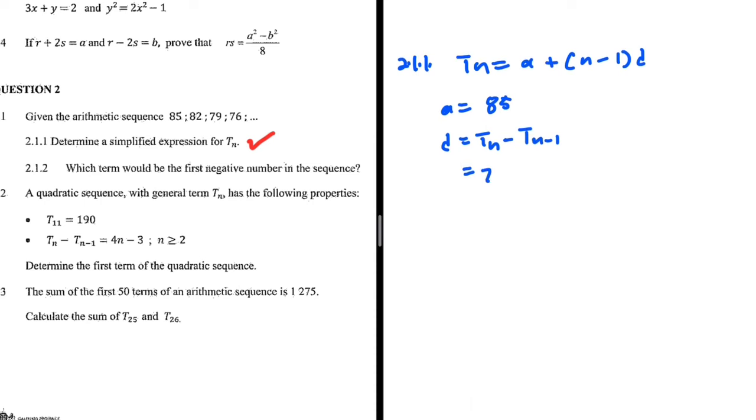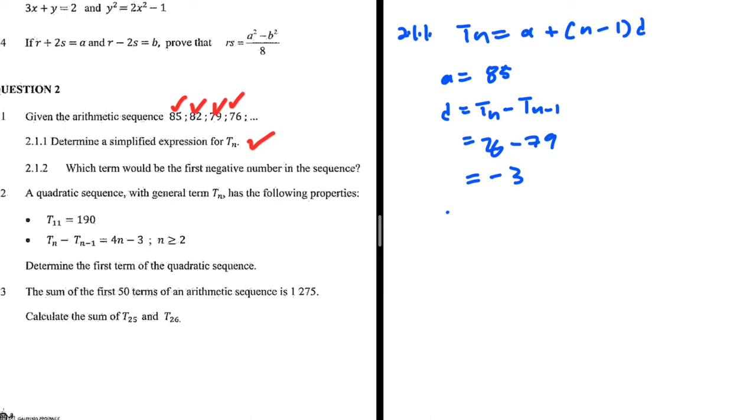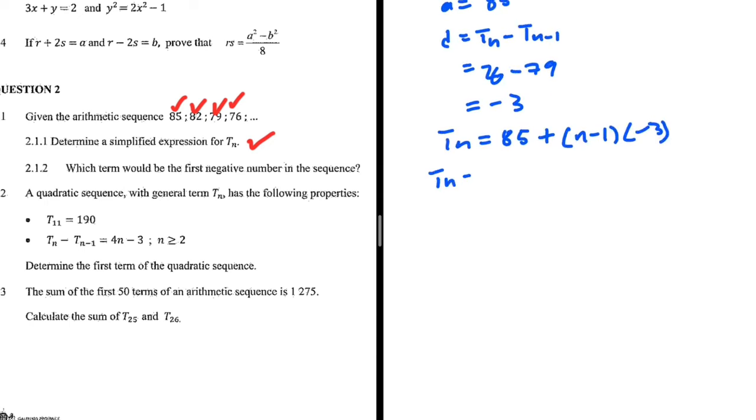So we can say 76 is t4, 1, 2, 3, 4. So we can say 76 minus 79. This is equals to minus 3. Right, the difference between two consecutive terms. So Tn will be equals to a is 85, plus n minus 1 multiplied by d. What is d? d is minus 3. Well, we can further simplify this and make it a simplified expression. So Tn will be equals to 85. N multiplied by minus 3, so minus 3n, and then minus 1 multiplied by minus 3, that is plus 3. So we have minus 3n plus 88.